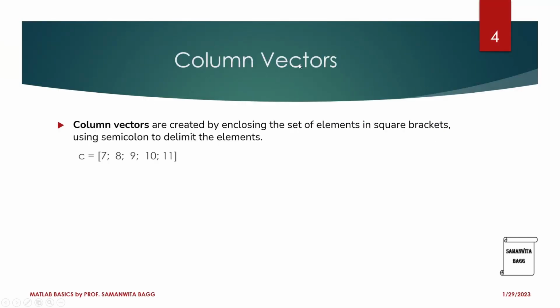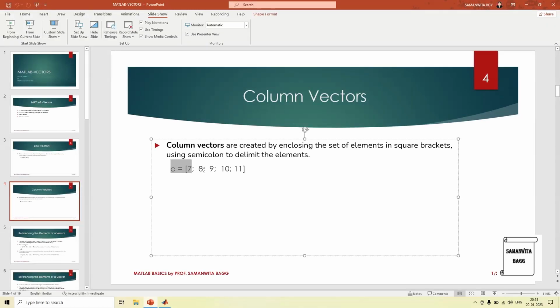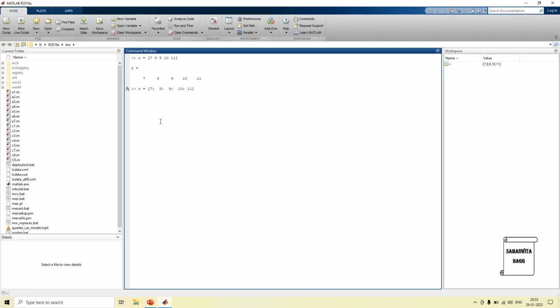Column vectors. Column vectors are created by enclosing the set of elements in square brackets, using semicolon to delimit the elements. So this is how it is supposed to be written. We will take this into MATLAB. You can see here, this is a column vector and this was a row vector. So if you just give a space or add a comma, it will look horizontal, a row. And if you add a semicolon, it will be placed vertically like a column vector.